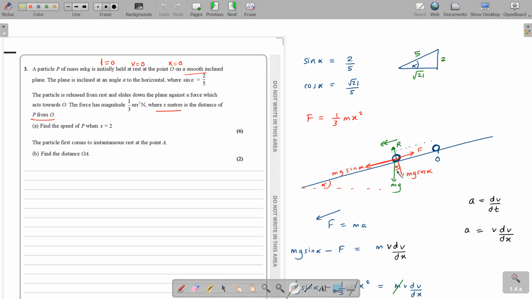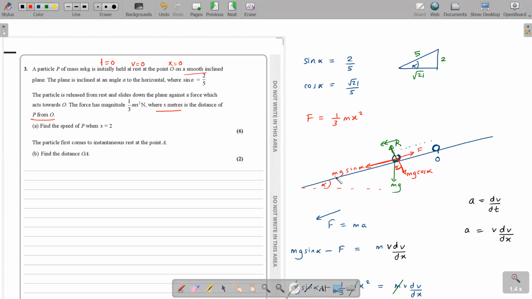So you can see what I've done. I've marked all the forces here. You have your weight, mg, acting vertically down. You have the normal reaction acting perpendicular to the plane. Then I've resolved the weight: mg cos alpha acting perpendicular to the plane and mg sin alpha acting along the plane, right guys?